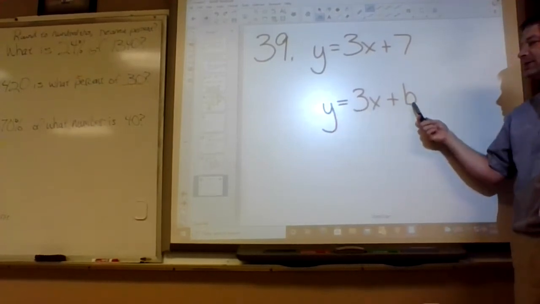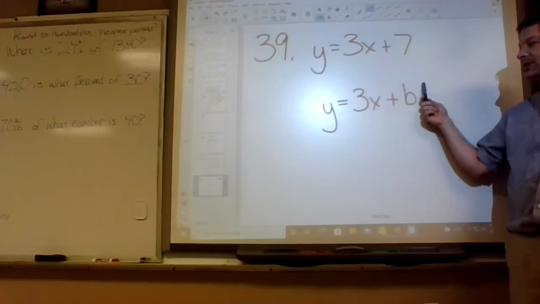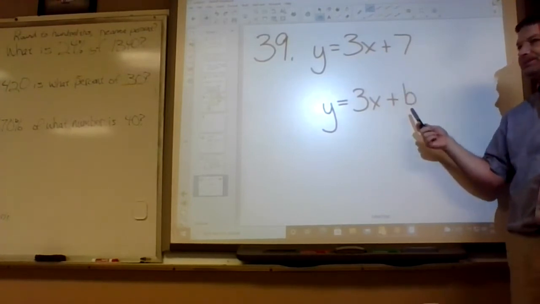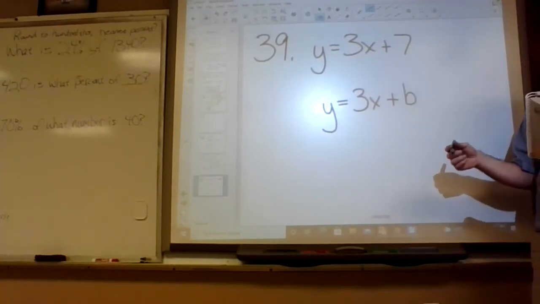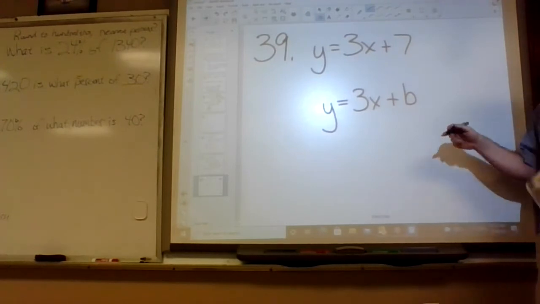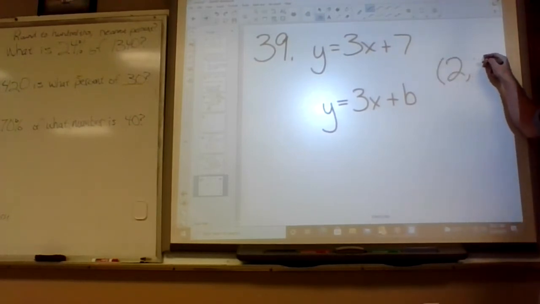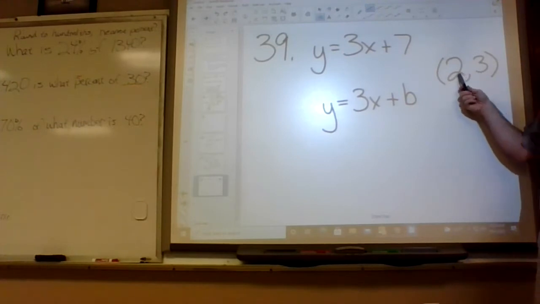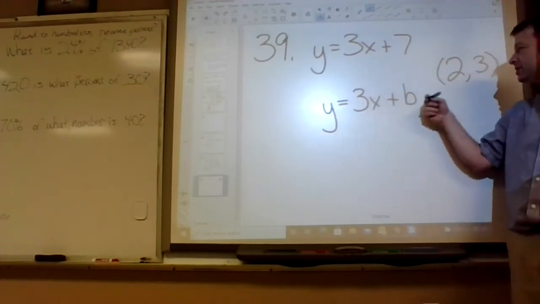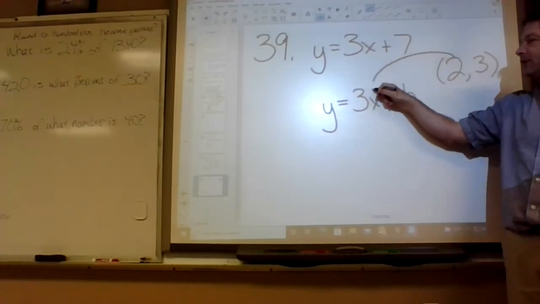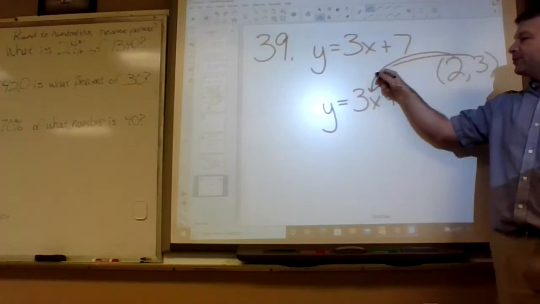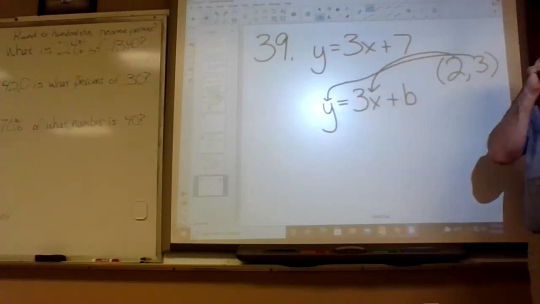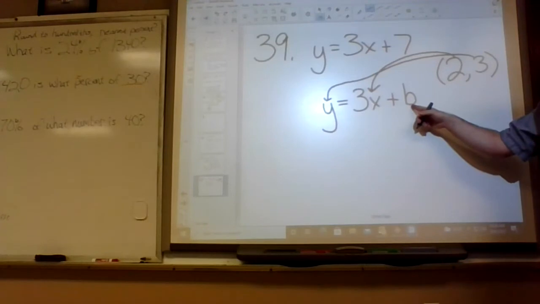On this one, I still need to find my b value. You guys remember how we did this the other day, 2 days ago? They told us that (2, 3) has to be on the line, which means it's supposed to be a solution for this equation. So I can plug in 2 for x and 3 for y, and that's enough information to help me find b.